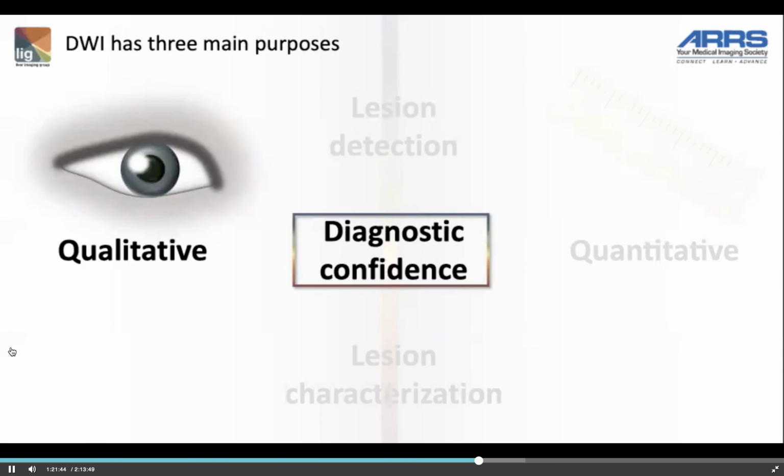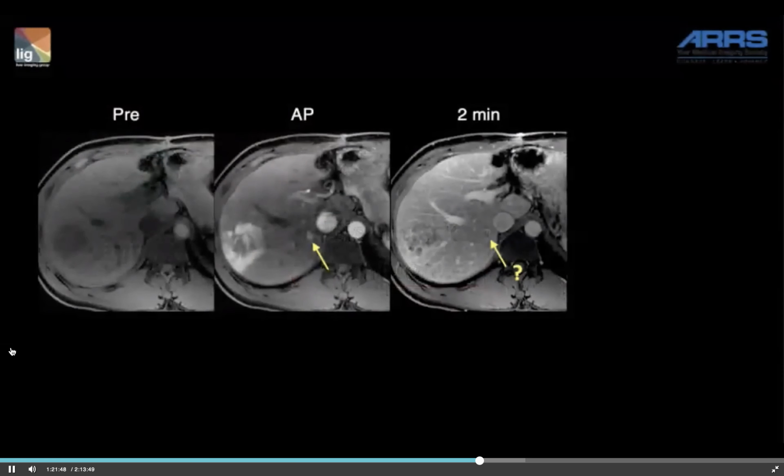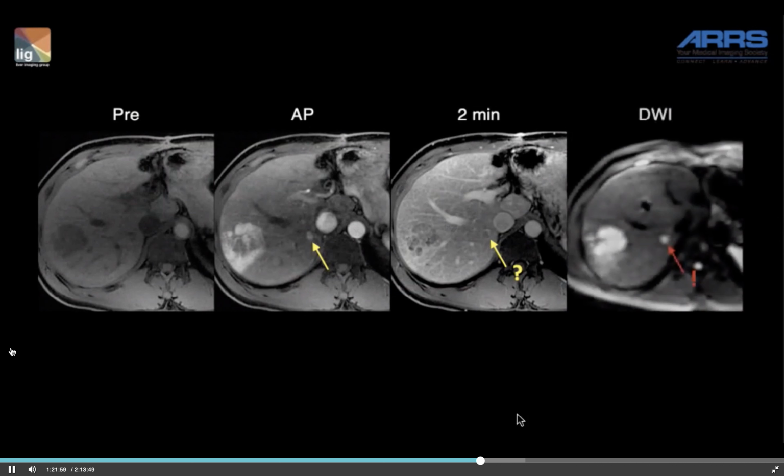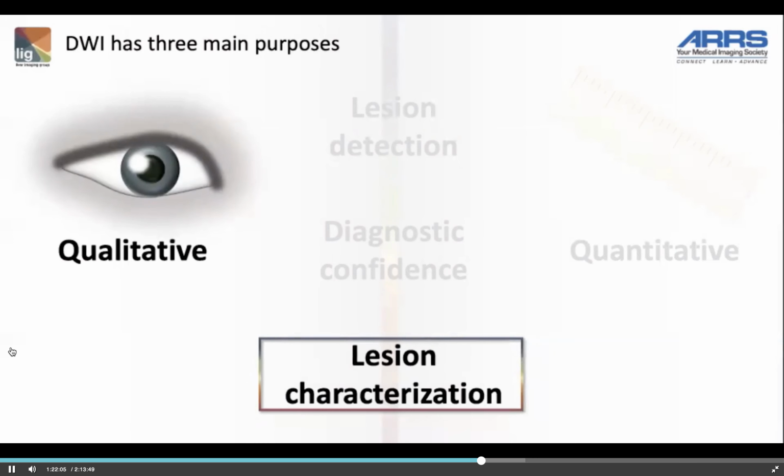So DWI can be very helpful for lesion detection. It can also be useful for diagnostic confidence. Here we see an obvious mass in the liver. We see a smaller lesion here. You're pretty sure it's a cancer, but maybe you're not 100% sure. But when you see it lighting up on diffusion-weighted imaging, that can definitely increase your diagnostic confidence.